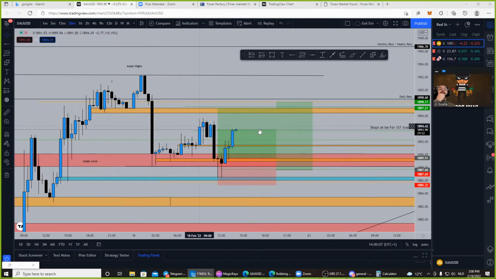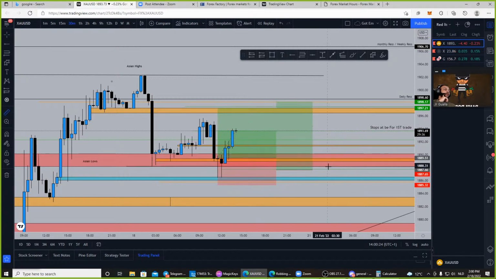Yeah, I got them at 1900. Somewhere about here. Yeah, so this trade's up 42 pips. This trade should have been up 61. Sadly, though, I messed up. If you guys were here earlier, I messed up big time.